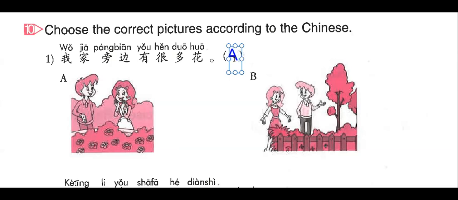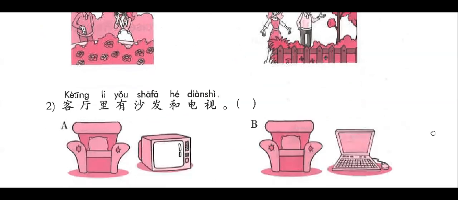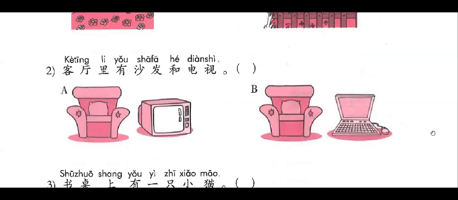Now we move to the next one. Remember that you can stop the video at any moment, so that way you can check the answers, or if you have any question, you can write it. 客厅里有沙发和电视. In the living room, inside, there are sofa and a television. So the correct one is, again, letter A. Because this is a computer. So here we write letter A.